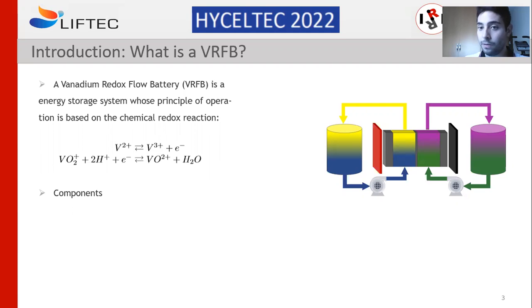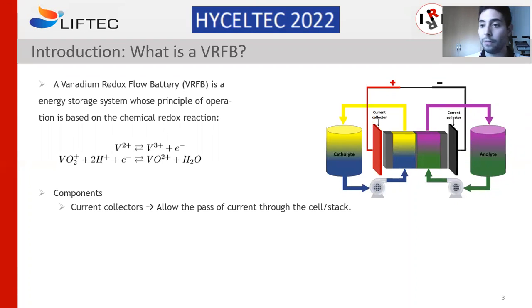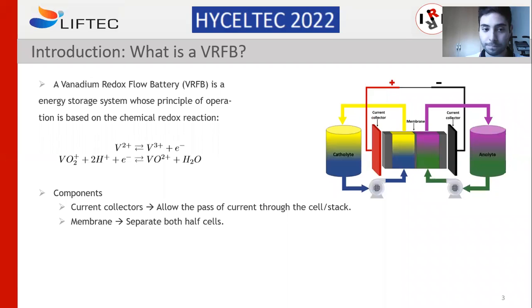As can be seen, it is composed of different parts. On the one hand, we have the current collectors that allow the pass of current through the cell stack and make it possible to distinguish between the 2 sides, which are the catholyte and anolyte side. For the case of a vanadium redox flow battery, the catholyte is composed of vanadium species V4 and V5, and the anolyte of vanadium species V2 and V3.